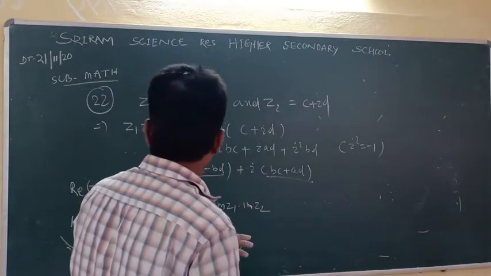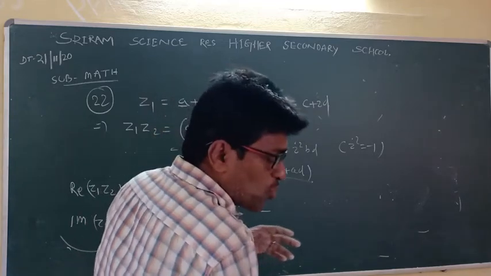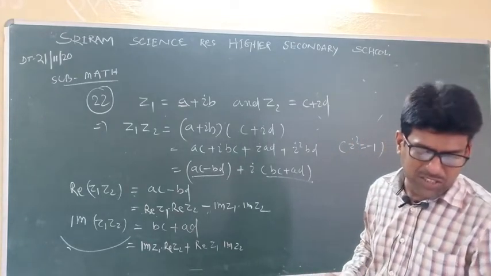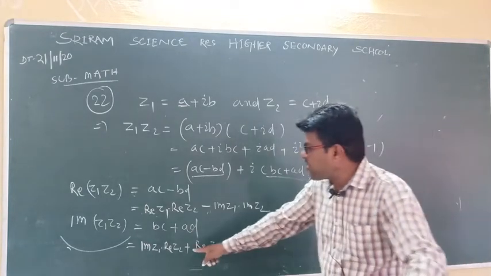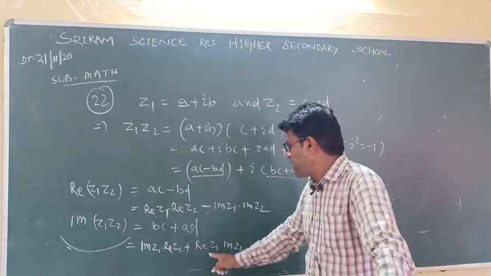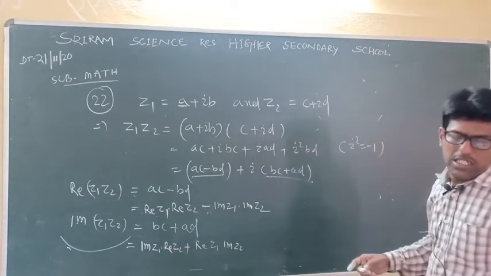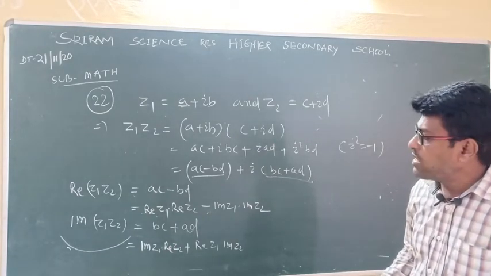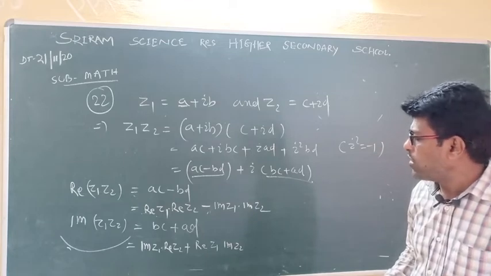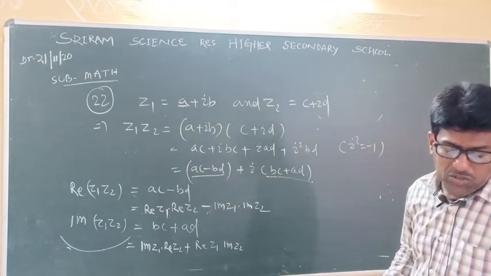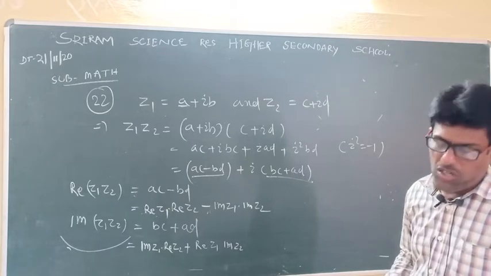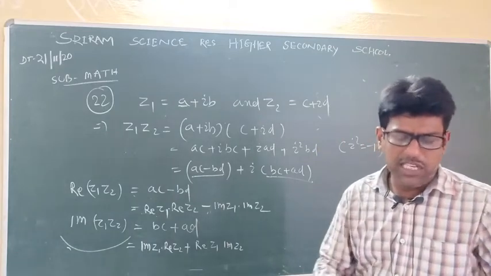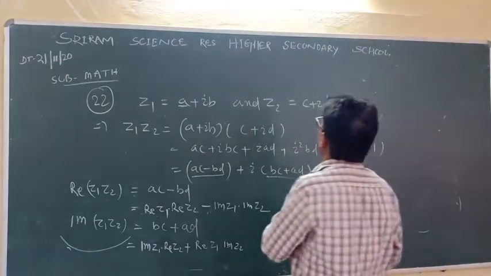But in your books it is given as Re z1 into Re z2, Im z1 into Im z2. That is wrong. The correct one is Im z1 into Re z2 plus Re z1 into Im z2. In the second part in your book it is given wrong, so you can correct that part. It should be Im z1 into Re z2 plus Re z1 into Im z2, but the book gives Re z1 into Re z2 plus Im z2 into Im z1. That is wrong. Okay.